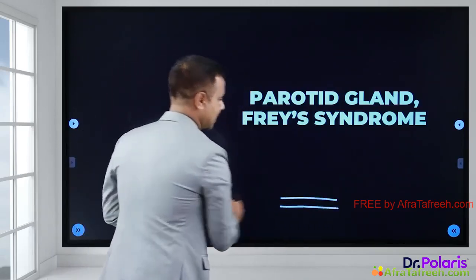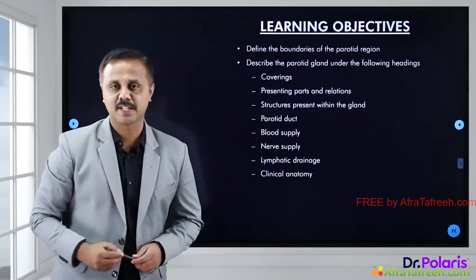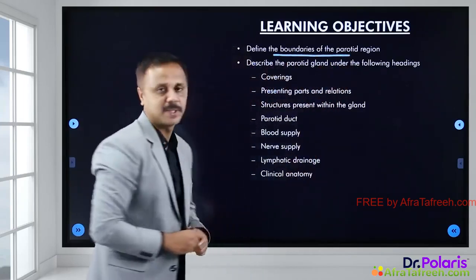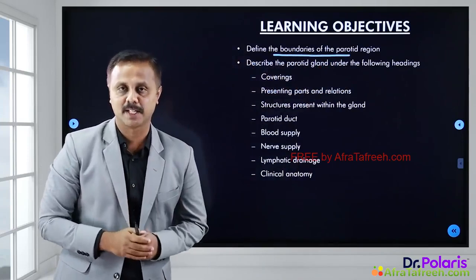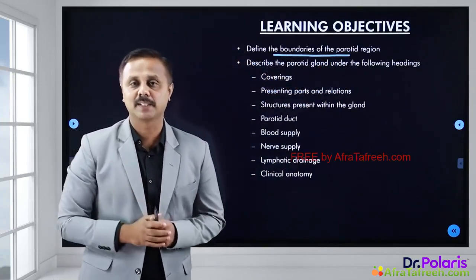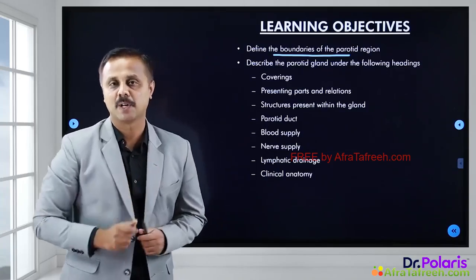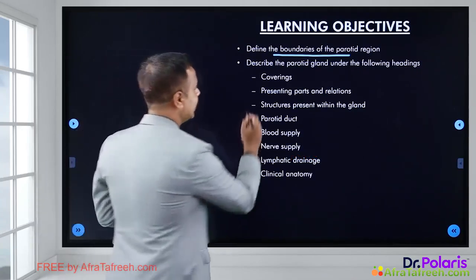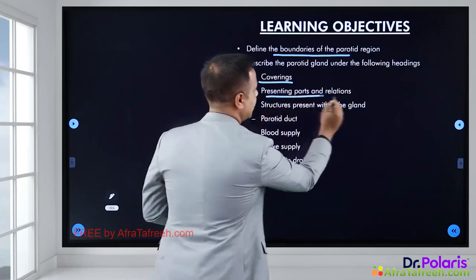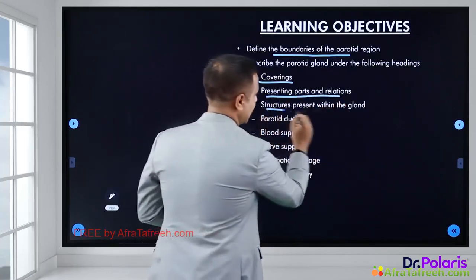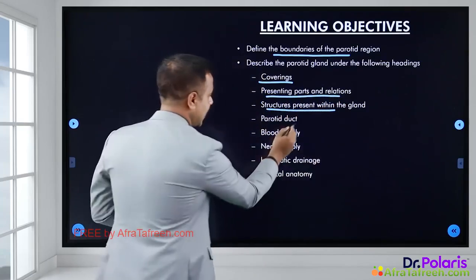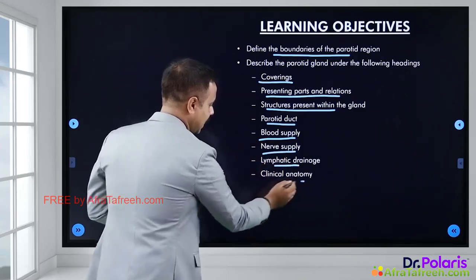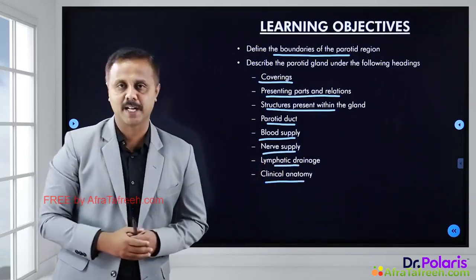The learning objectives for this session are, at the end of completing this session, you should be able to describe the boundaries of the parotid region where the parotid gland is situated. Then you should be able to describe the parotid gland under the following headings. First is of course the location, which is the parotid region. Then you need to describe its coverings, presenting part and relations, structures which are present within the parotid gland, then anatomy of the parotid duct, its blood supply, nerve supply, lymphatic drainage, and finally the clinical anatomy of the parotid gland.